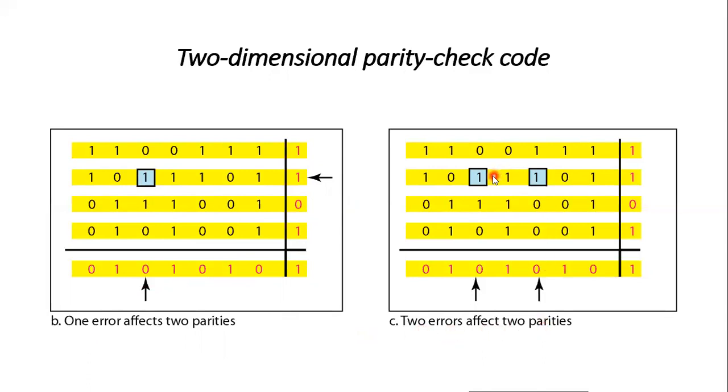Suppose this one has been changed, and this also has been changed. Then this row parity is affected like that. Here, two column parities are affected, changed.